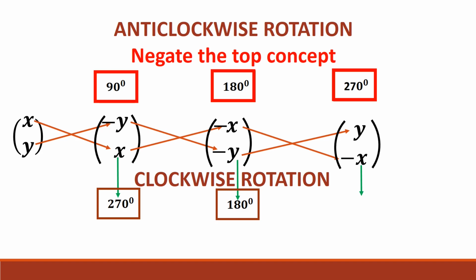And lastly, 270 degrees anticlockwise rotation will also produce the same result as 90 degrees clockwise rotation, which means that 90 degrees clockwise rotation will bear the formula (y, negative x). So that is how we can derive the various formulas for the types of rotations.